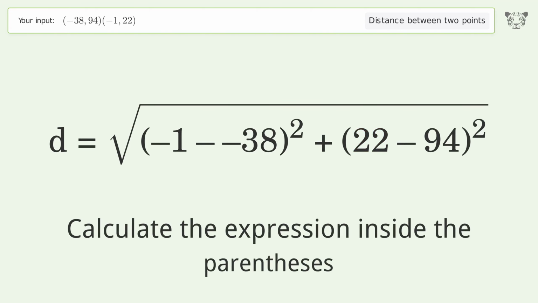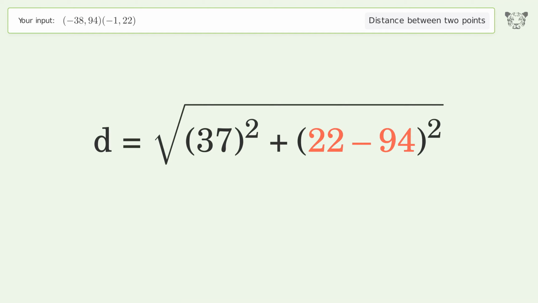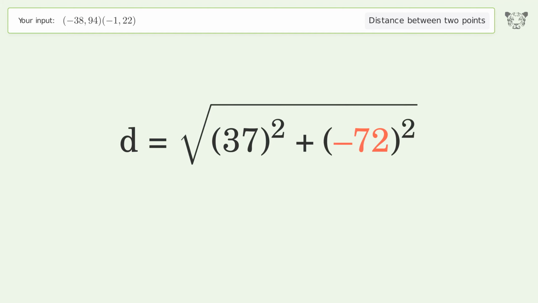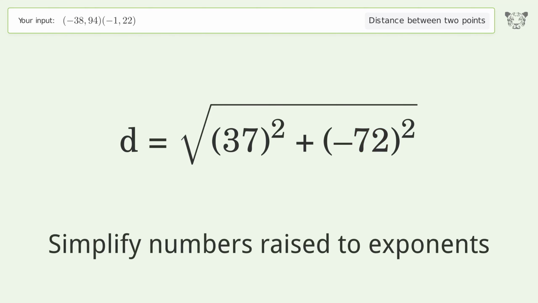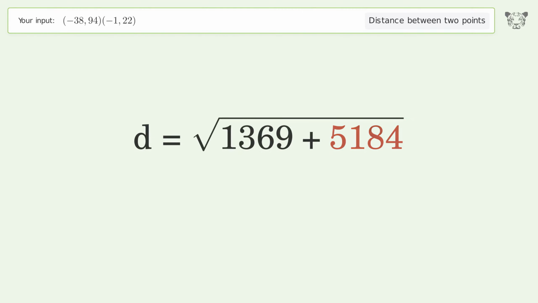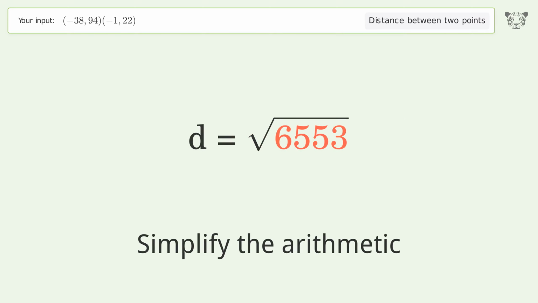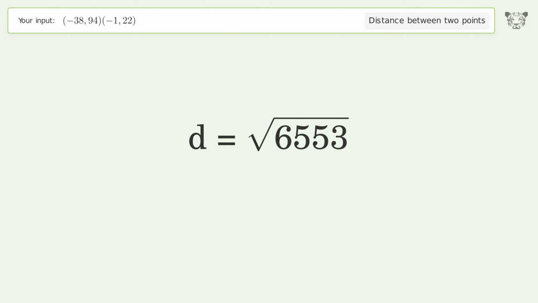Calculate the expression inside the parentheses. Simplify numbers raised to exponents. Simplify the arithmetic. And so the distance between the 2 points is the square root of 6,553, or 80.951.